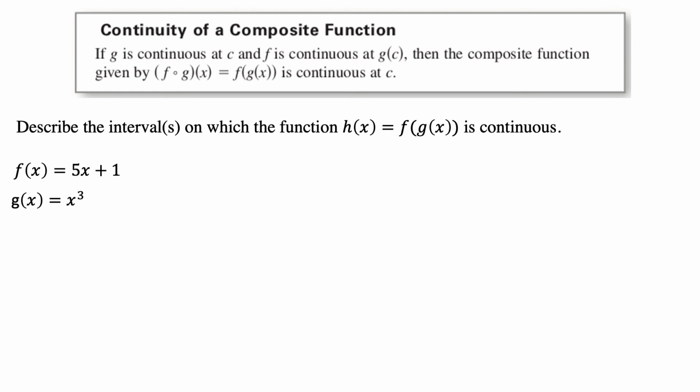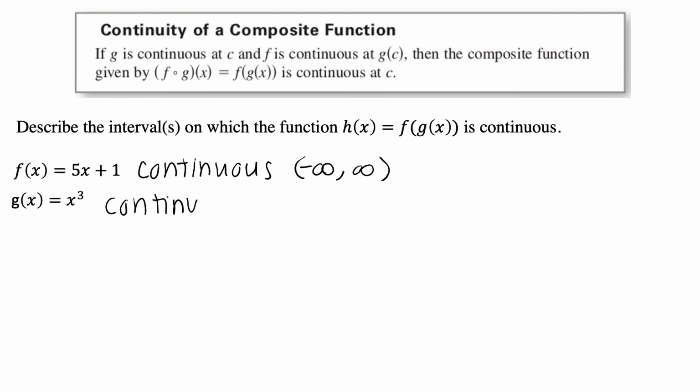So to start by looking at f of x is 5x plus 1, which is a linear function, which we know is continuous everywhere from negative infinity to positive infinity. Thinking about g of x, our cubic function, which is also continuous everywhere from negative infinity to positive infinity.